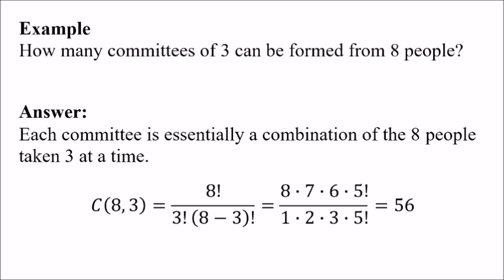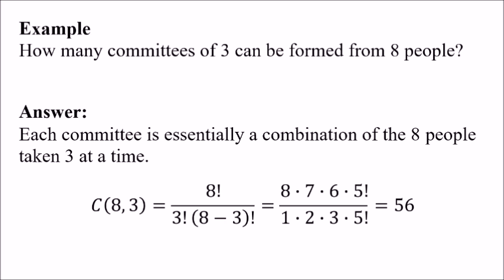We proceed to the example. How many committees of 3 can be formed from 8 people? Yung ating n dito ay 8 and then ang ating r ay 3. Each committee is essentially a combination of the 8 people taking r or taking 3 at a time. So the combination of 8 taken 3 equals, okay, from the formula, after substituting we have 8 factorial divided by 3 factorial times the quantity of 8 minus 3 factorial.